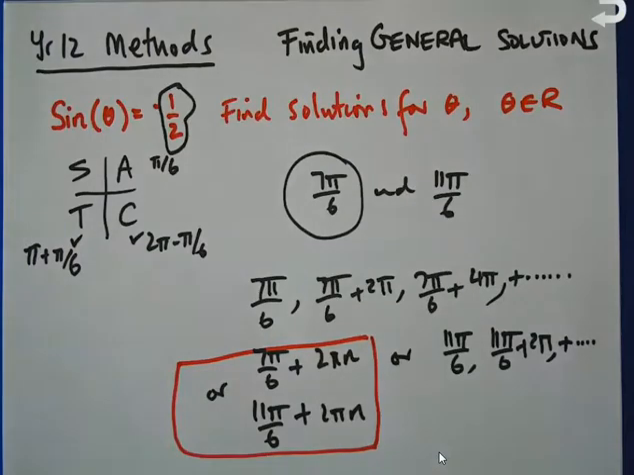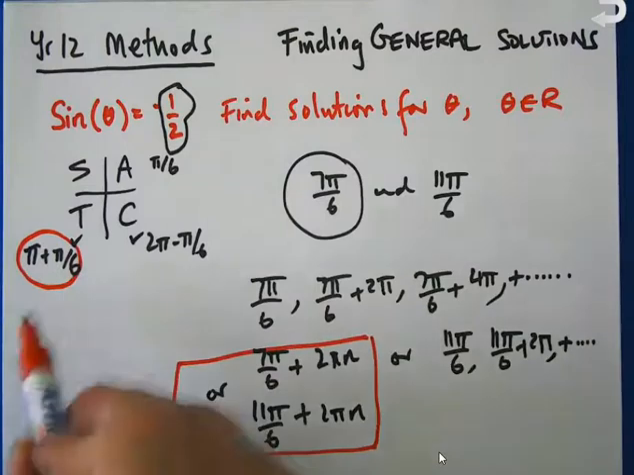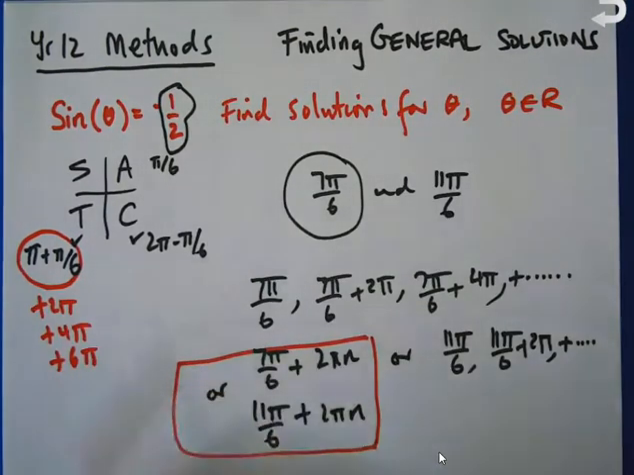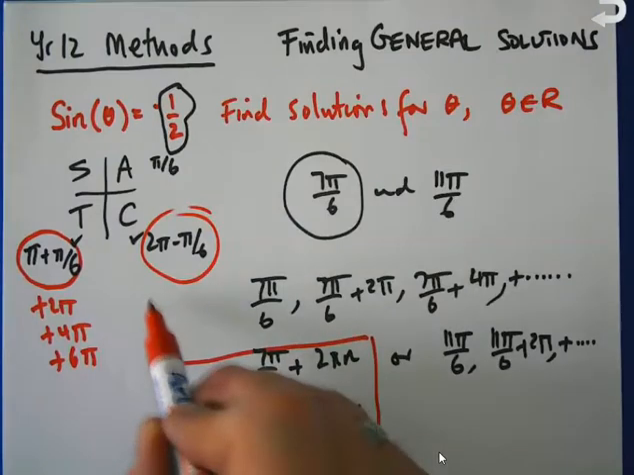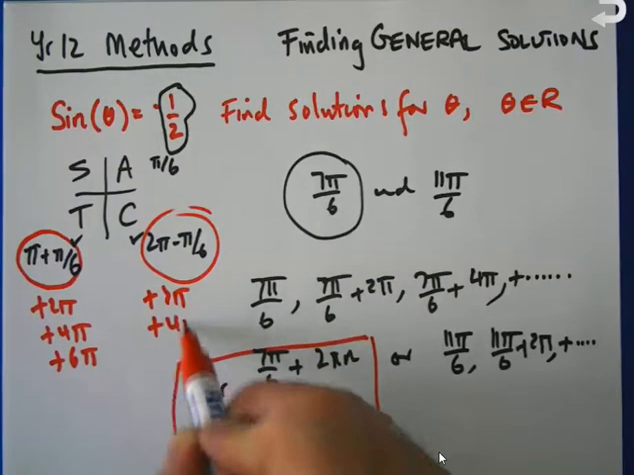So what I'm effectively saying is find my answer in the first quadrant and then find them all plus 2 pi, plus 4 pi, plus 6 pi, and find the other one, and it's going to be plus 2 pi, plus 4 pi, plus 6 pi.